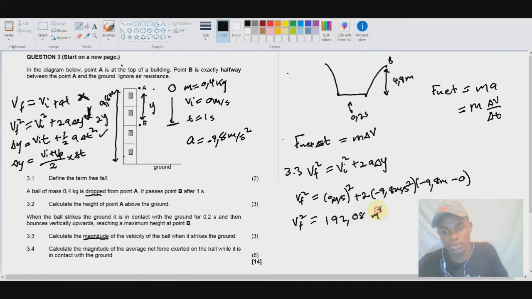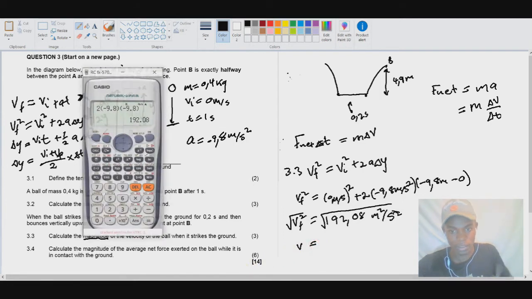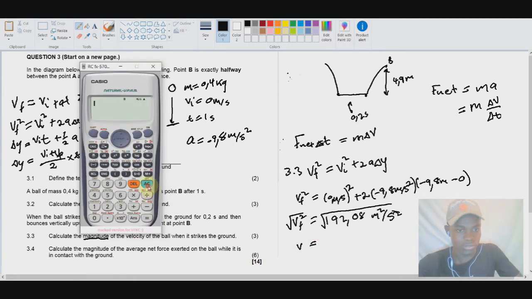192.08 meters squared per second squared, because meters and meters will multiply each other, and then you get meters squared per second squared, right? Now in math you want to deal with this squared because we want Vf, not Vf squared. So we can take the square root of both sides. That's how we deal with that squared. So Vf is equal to the square root of 192.